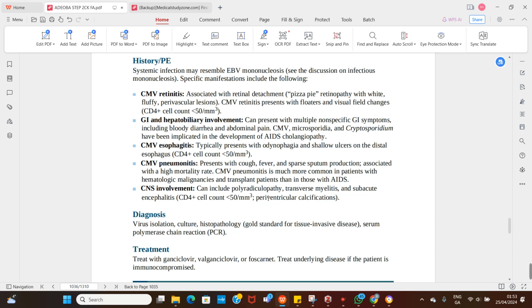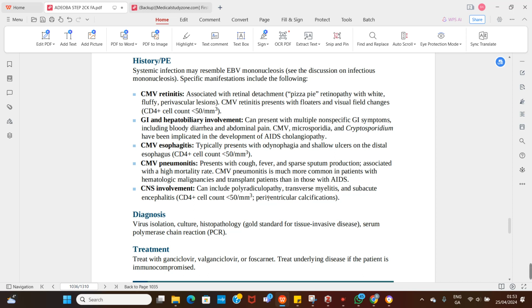So CMV esophagitis can cause esophageal lesions, distal esophageal lesions, right? And by the time we do endoscopy, we are going to see the lesions. They are going to be linear, shallow ulcers. And the person is going to have problems swallowing. The person is going to have pain with swallowing, or odynophagia. Don't forget the description of the ulcer, linear, shallow ulcers, gives it away quick.